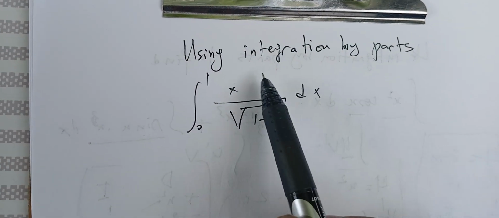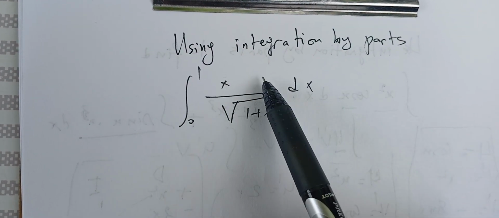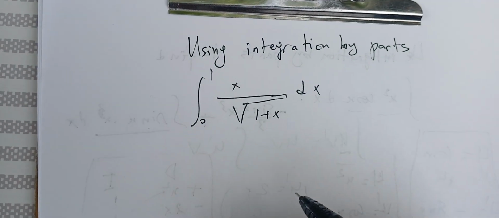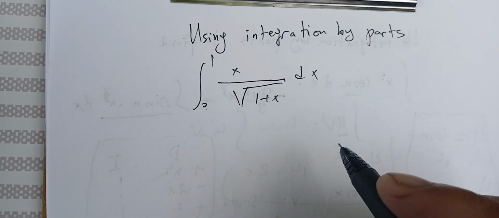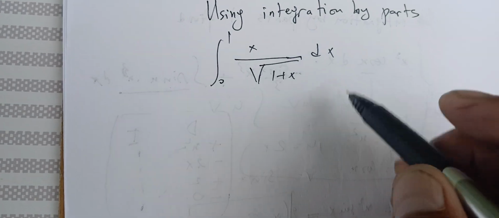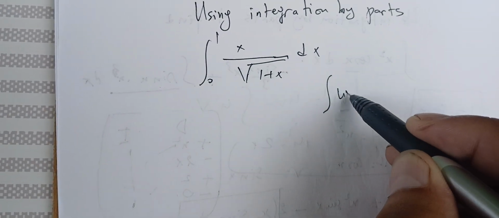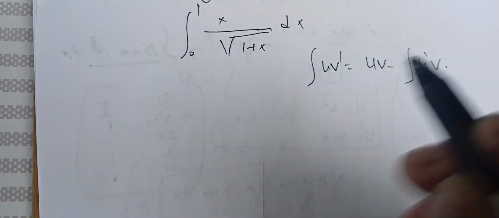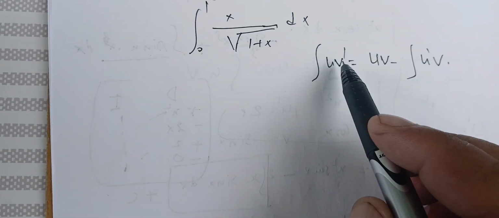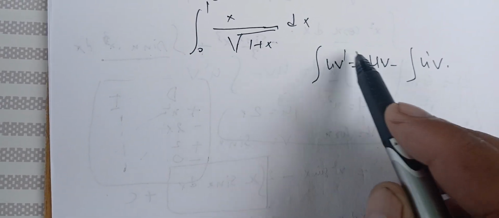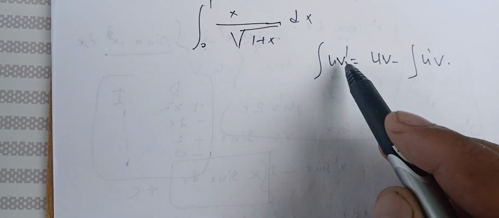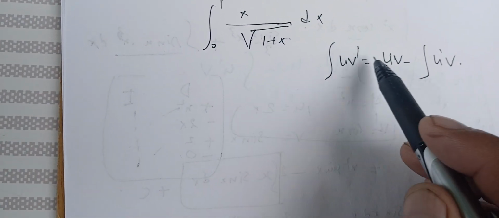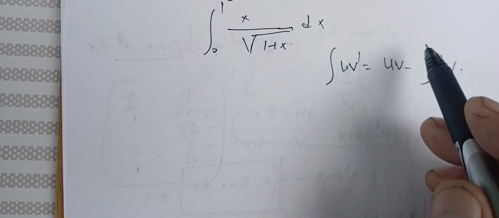Let's use integration by parts to compute the following integral. We know that the rule for integration by parts is given by the integral of uv prime is uv minus the integral of u prime v. In many books we see it in this form. In others we see it as f times g prime and so on.